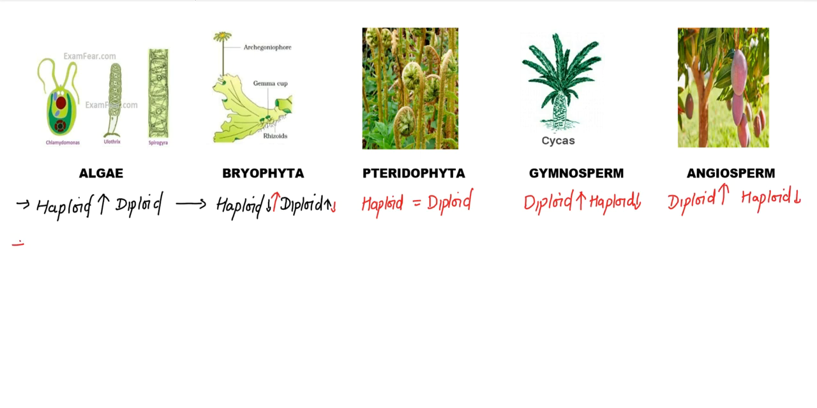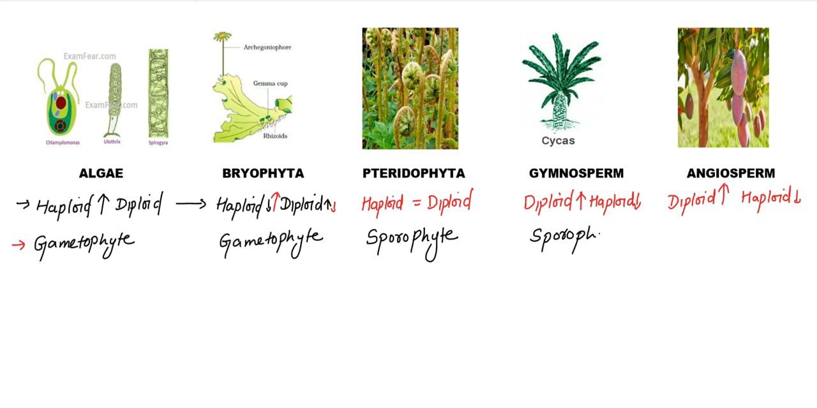So that's what we see here: in case of the haploid life cycle, the plant was known as gametophyte. The main plant body out here also was gametophyte. But as you reach here, in case of pteridophyta, the main plant body is shifted to sporophyte in nature. Same goes for gymnosperm. Now the main plant body is diploid, and they are known as sporophyte in nature.